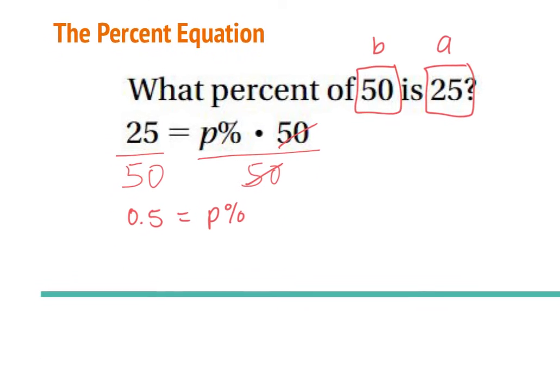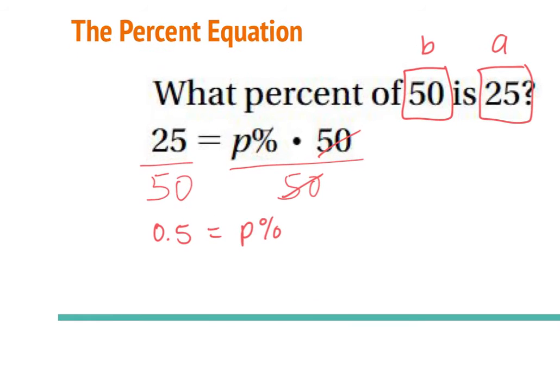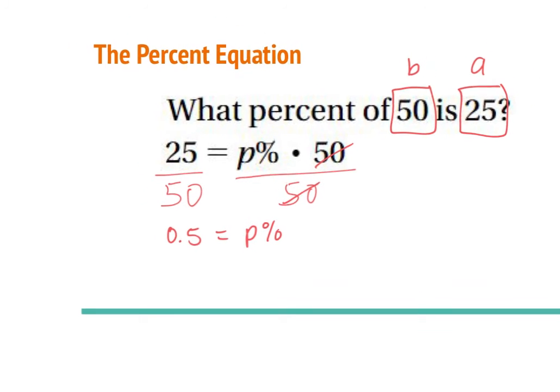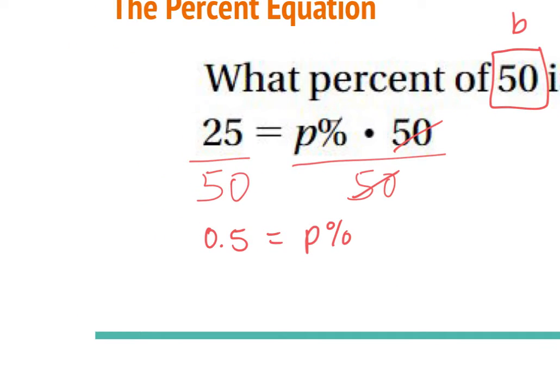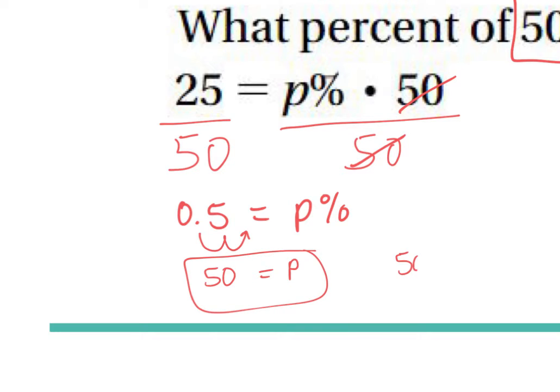And remember, percentages, before we were putting them over 100, right? So it was 50 over 100. Whenever we're left with a decimal, remember this percentage sign is going to move the decimal over to the right twice. So P is going to be equal to 50. It's like multiplying by 100, so this is 50%.